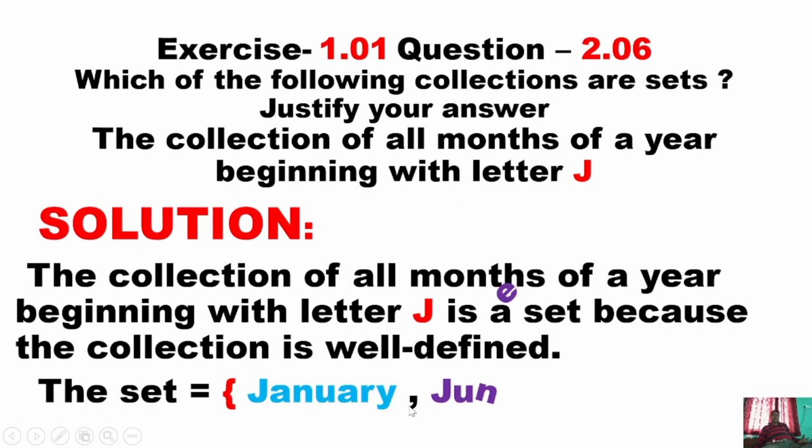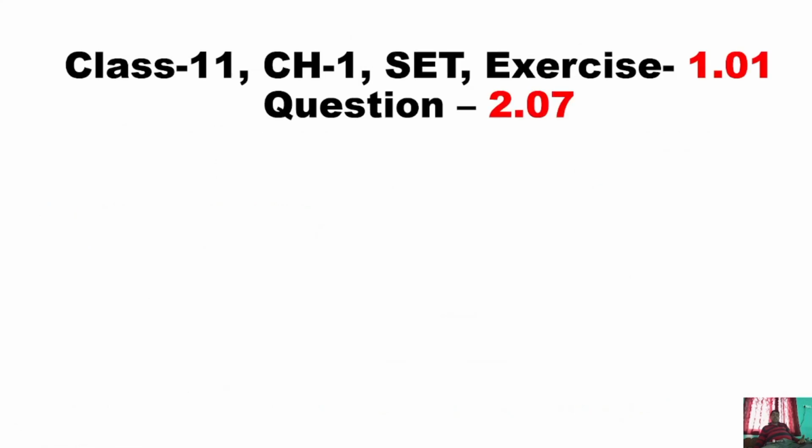And what is the set equal to? You can write the set in the roster method: January, June and July, three months. So the elements are well defined. That's why the collection of all the months of a year beginning with letter J is a set. Right? Let's move to another question.